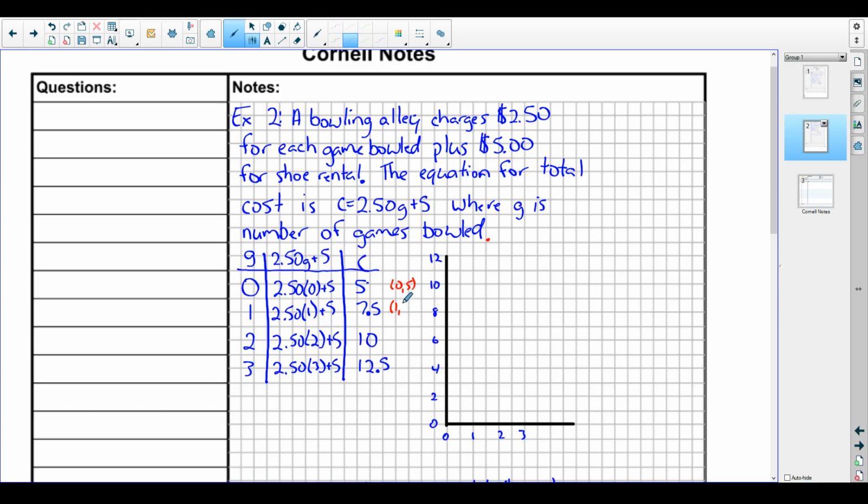1, 7.5, 2, 10, and 3, 12.5. I sort of ran out of room here, so I'm going to move this whole graph over. Oh, come on. For real this time.